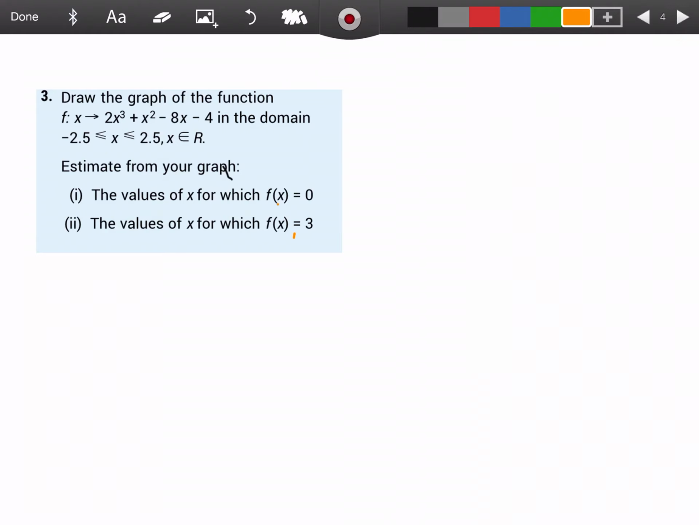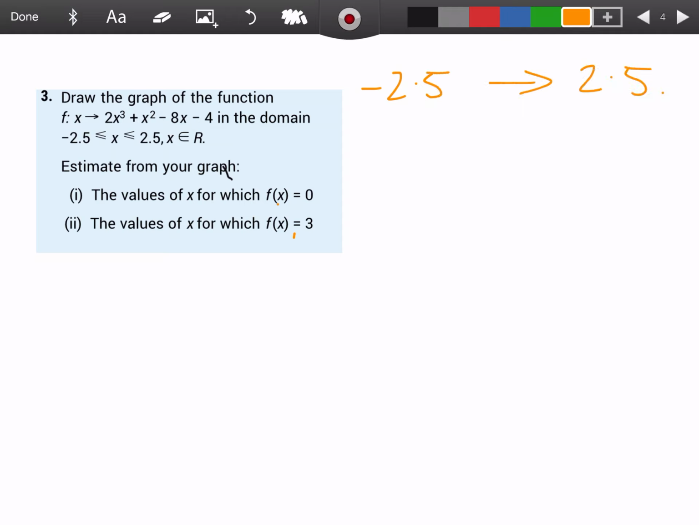So for question 3 then, we're going to have to draw this graph. And the other ones we just had to interpret them. And this one we're going to have to draw them. Now this one might be a little different to ones that you guys have done before. The reason for that is because you can see what the range is, from minus 2.5 up to 2.5.